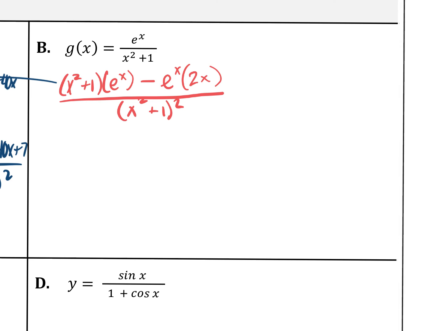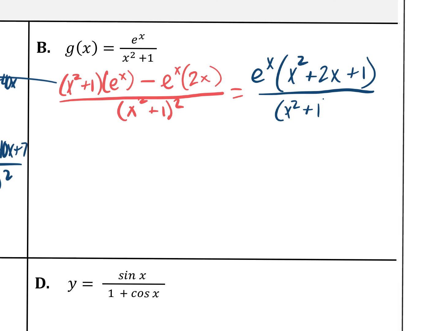Since they both have an e to the x in common, we can just factor that out. And then that leaves us with our x squared, our 2x, and our 1. What did you just do? I factored out e to the x. They both have it in common, so I brought it outside, and that left me with these things, which I put over here. I put them in descending order because it looks prettier.